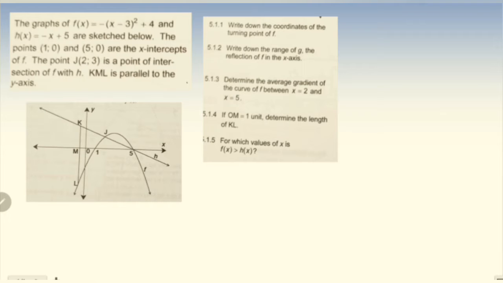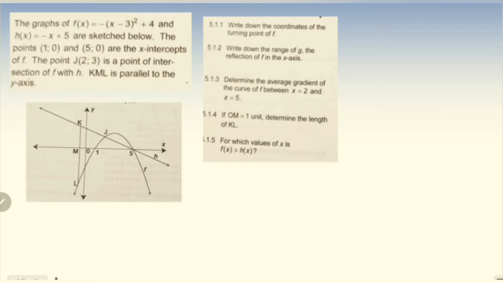Okay, now we are going to do this question. It's a very simple question. It's about parabola. Remember the previous video I did for parabola. So please watch that video. Then this question will be very easy.